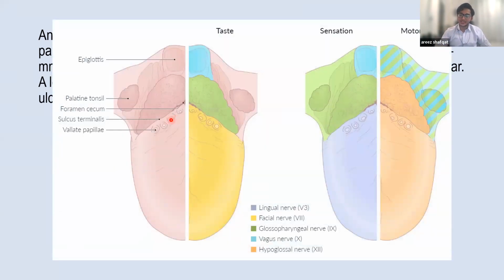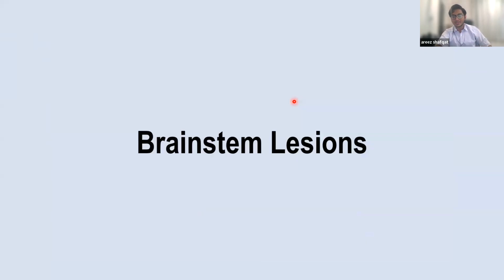So here's a good diagram for you guys. This is general sensation and this is taste sensation. General sensation to the anterior 2/3 is by the lingual branch of the mandibular nerve. Taste sensation to the anterior 2/3 is by the facial nerve. The posterior 1/3, general and taste, is carried by the glossopharyngeal. Then you go further back and reach the supraglottic region. That is taste and general by the vagus nerve. Keep this straight in your mind.